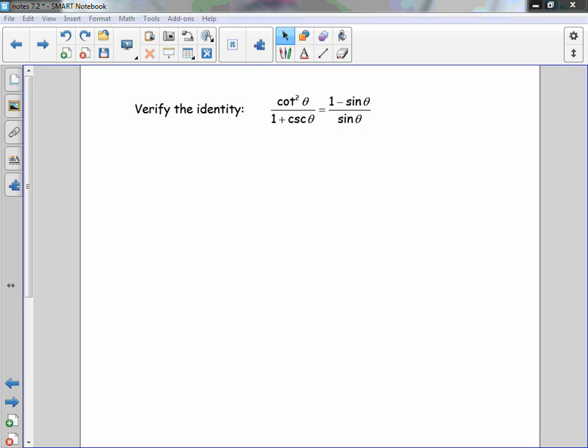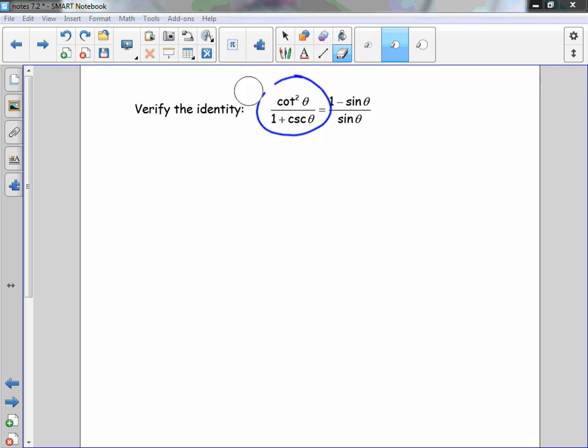Okay, as you look at this one, you're probably thinking that both sides look relatively complicated, right? Okay, but if I had to venture and say which one would be more complicated than the other, this one just has sines in it. All right, nothing squared. The left side has a cotangent squared and a cosecant.